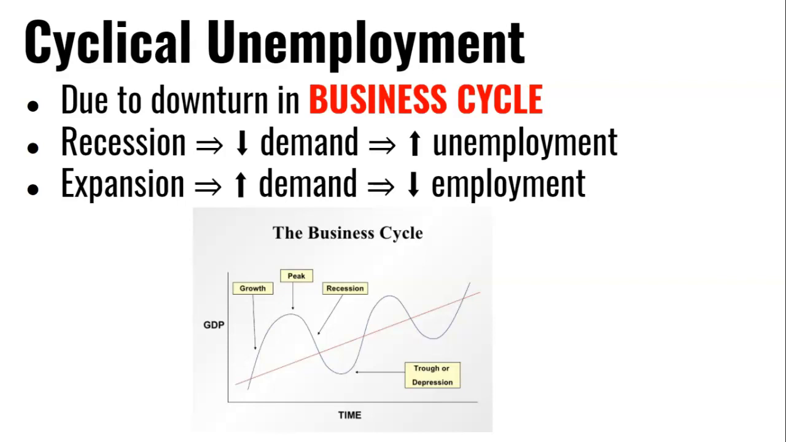Cyclical unemployment is the result of a downturn in the business cycle. When there's a recession and the economy shrinks, there's no longer as much demand for employees, and so therefore unemployment rises. And then when the economy expands, there's a need for more workers, and unemployment drops. And so this is sort of a natural cycle within the economy.